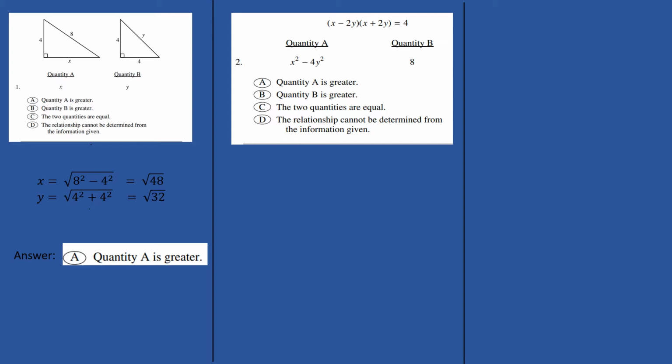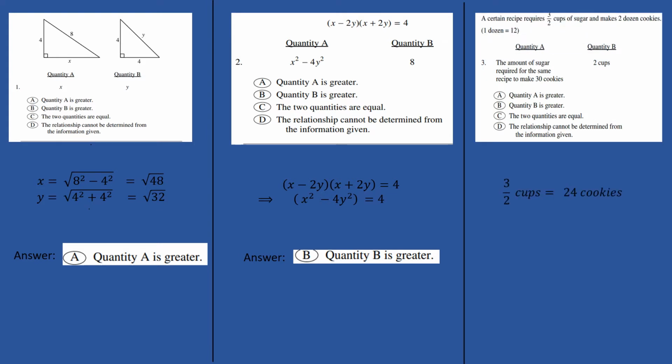We have x minus 2y times x plus 2y equal to 4. Using the (a minus b)(a plus b) formula, a squared minus b squared, which is x squared minus 4y squared, that is equal to 4. But quantity B says the answer is 8. So quantity B is greater.